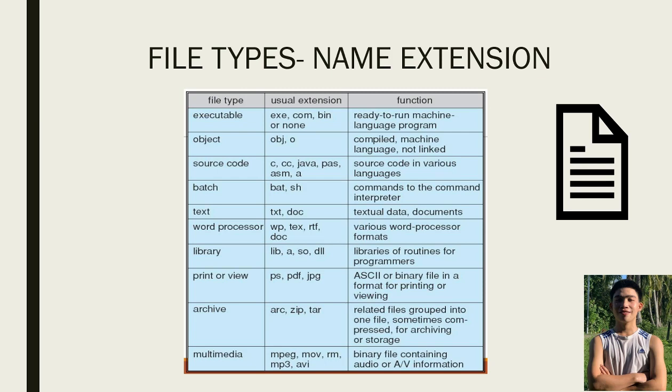For its function, compiled machine language, not linked. And of course, we are familiar with this because it is used for text, for documents. So that it's easier for us to understand and easier for me to explain, this is the file types, the name extension for each file type. The extension of file types really depends on the type of file we are creating. Of course, for documents, for text, the extension name would be .docs and so on and so forth.